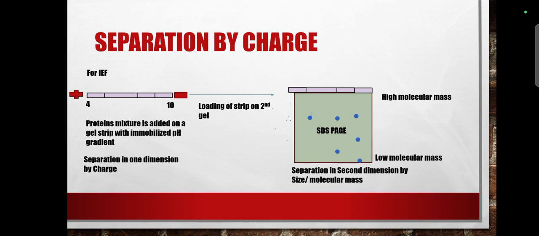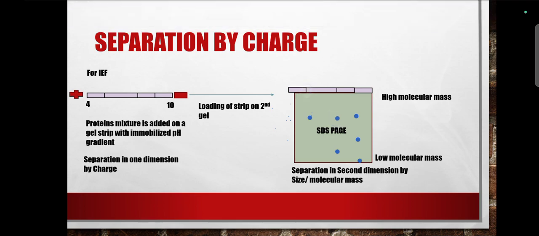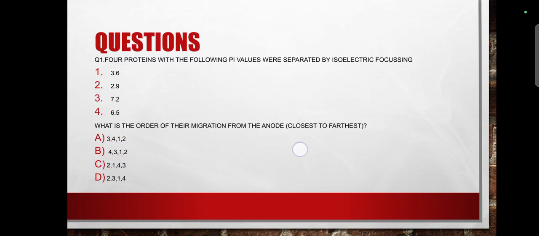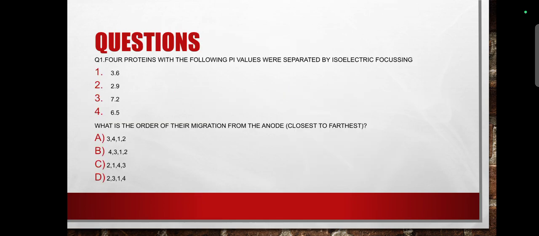and we can also separate proteins which have the same molecular mass but different isoelectric points. Here you can see these two proteins have the same mass because they have migrated the same distance on SDS-PAGE, but on the isoelectric strip they got immobilized at different pH. So this is one of the advantages of two-dimensional gel electrophoresis. Let us come to the questions.